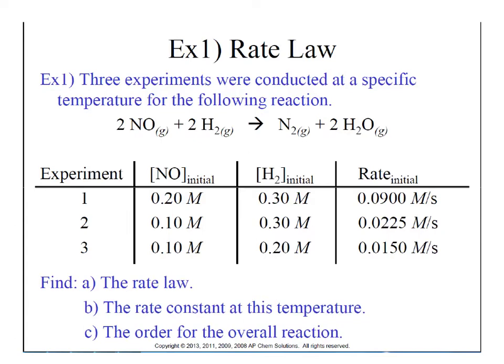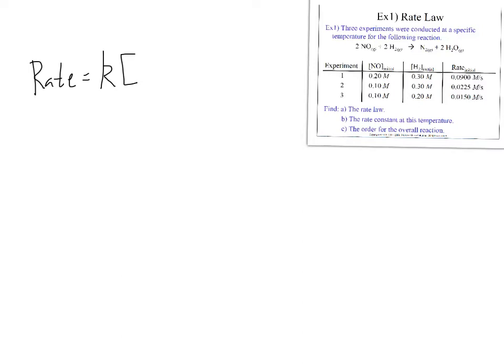We're going to determine the rate law, the rate constant at this temperature, and the overall order for the reaction. Now, part A isn't quite as tricky as it sounds. Part A is just the rate law, which is what we were talking about before, where we said the rate is equal to k times the concentration of A, which in this case is going to be NO, raised to some particular power, the order of NO, multiplied by the concentration of our other reactant, which is H2, raised to another power.